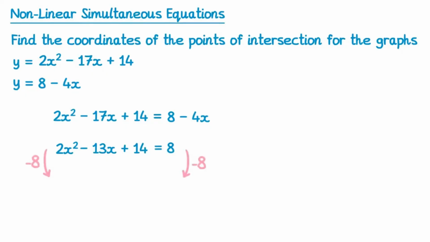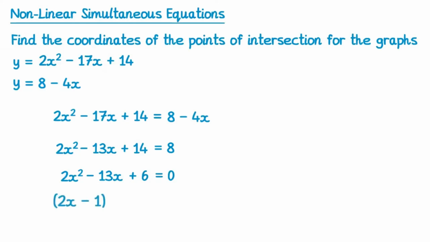Now we need to subtract 8 from both sides. This will give us 2x squared minus 13x, and then 14 take away 8 is 6, and 8 take away 8 on the right hand side is 0. Now we've got the quadratic equation to solve. This one will factorize again, it's a little bit harder to spot, but it will be 2x minus 1 and x minus 6 equals 0.